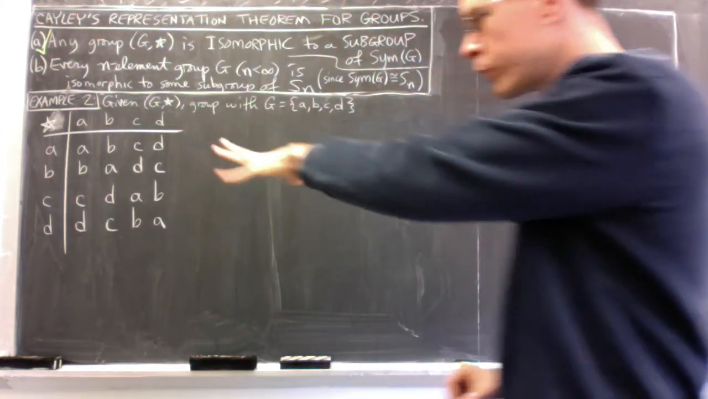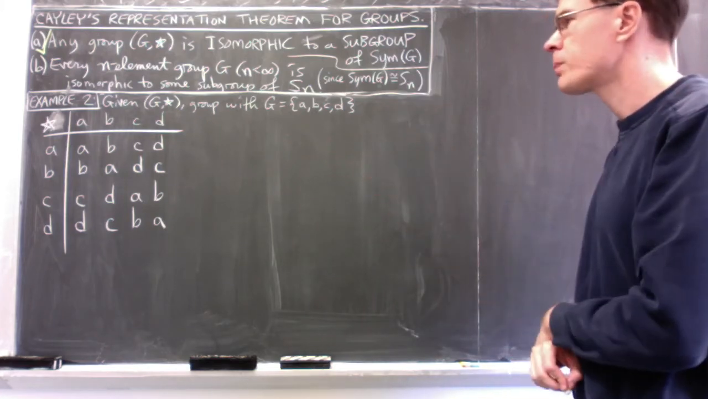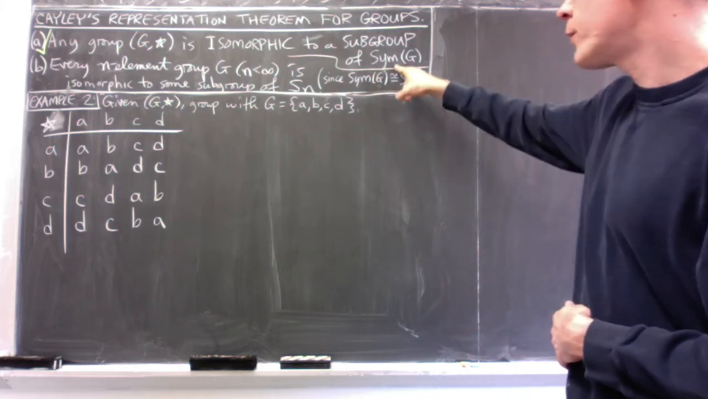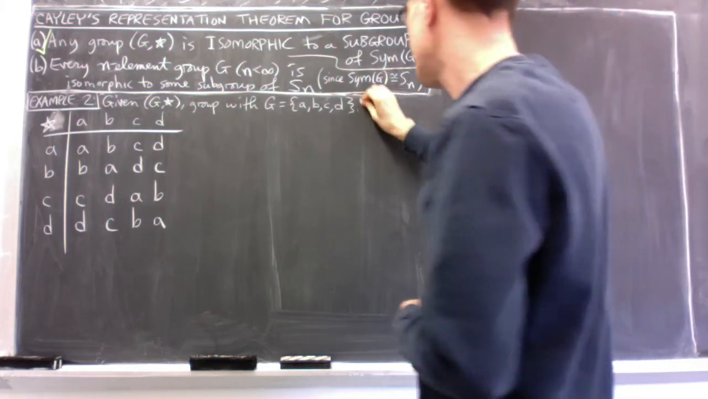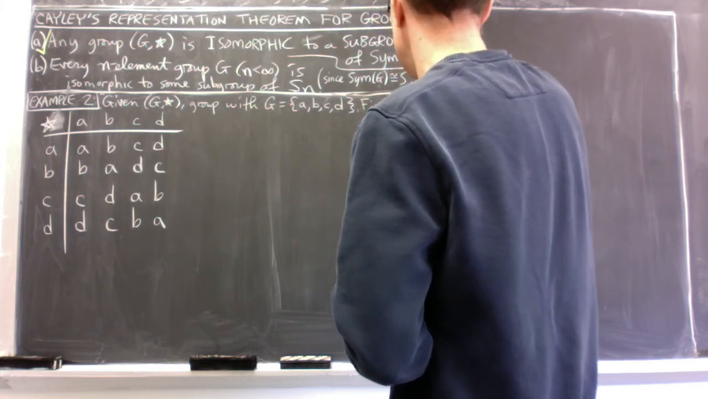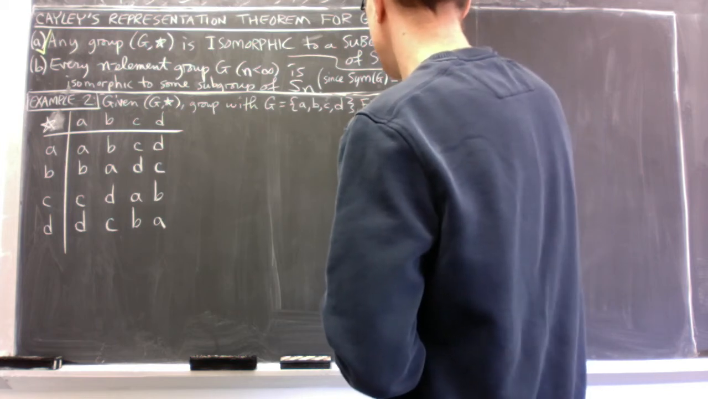All right, and we're just told it's a group. That's not completely obvious from the table because of associativity, but it is a group. And what we'll do is we'll find the subgroup of Sym(G) isomorphic to G by following the proof of the theorem.